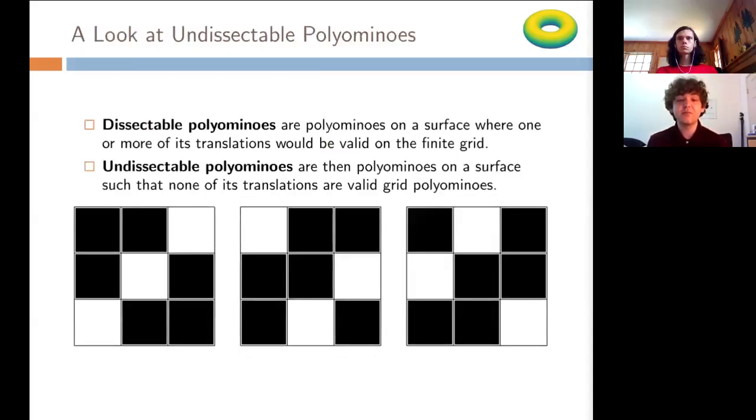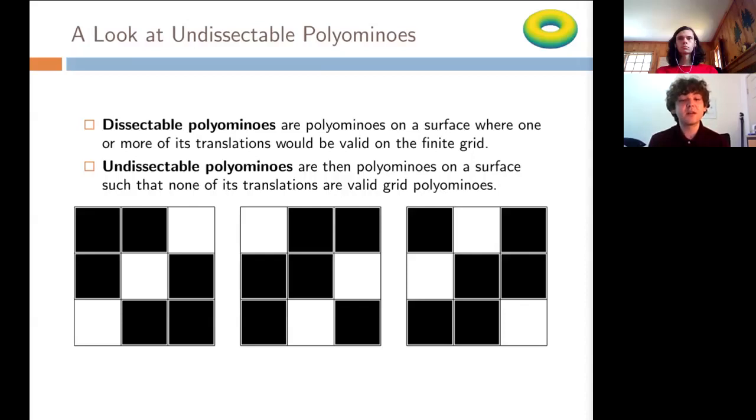As I mentioned earlier, many of the polyominoes on the torus were just translations of a polyomino on the finite grid. I'm calling these dissectable polyominoes, since the surfaces can be dissected in such a way that the polyominoes will still be valid two-dimensionally. There were, however, polyominoes on the torus such that none of their translations are valid on the finite grid, which I call undissectable polyominoes.